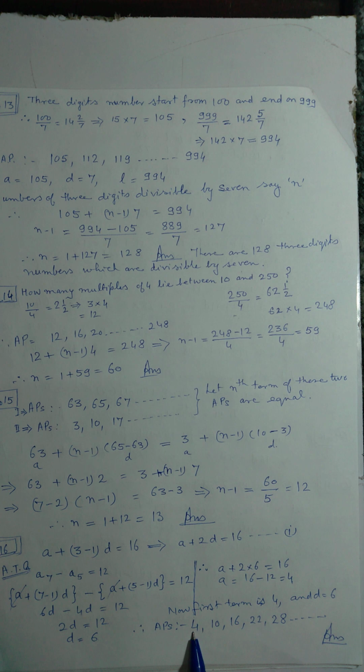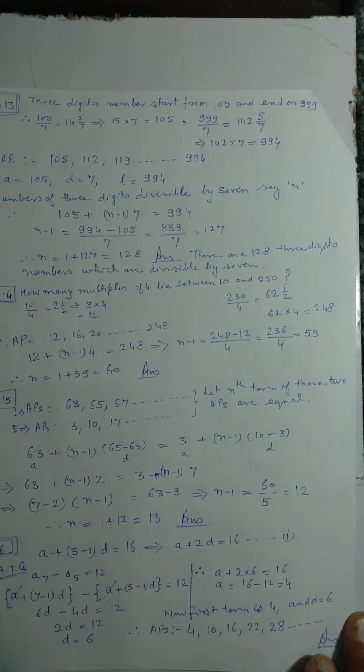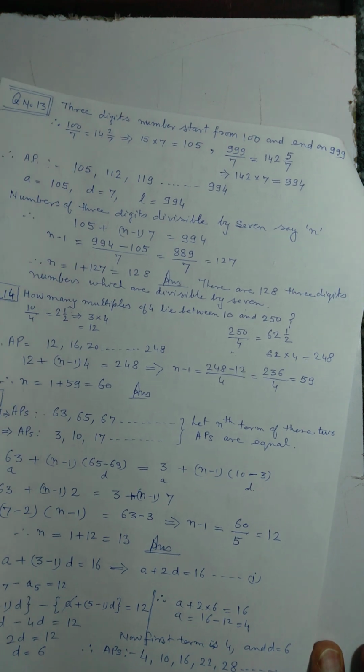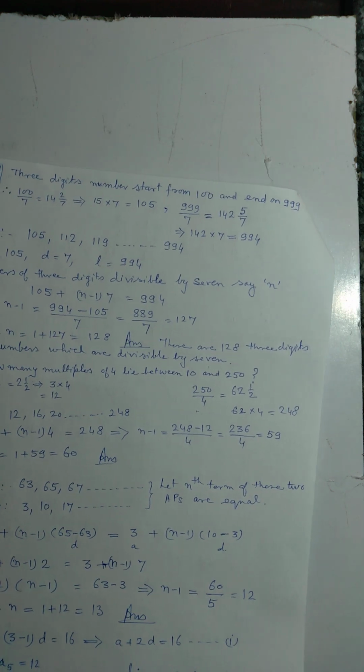You see, this is the first term. First term is 4 and common difference is 6. So just keep on adding. Adding 6 plus 4, you will get 10. And again 10 plus 6, the common difference, that is 16. 16 plus 6, that is 22, and so on. Now proceed to question number 17.